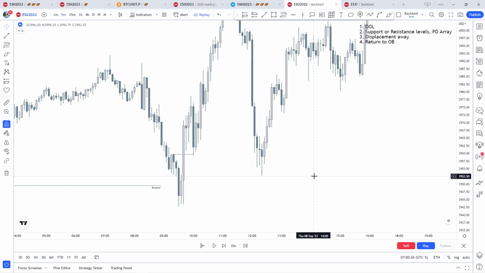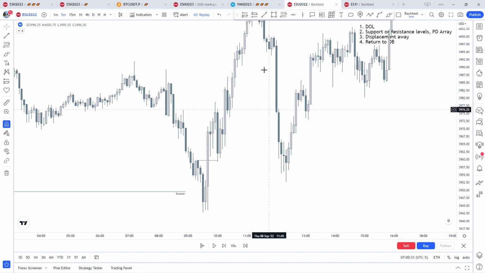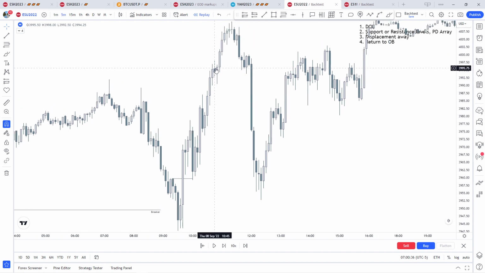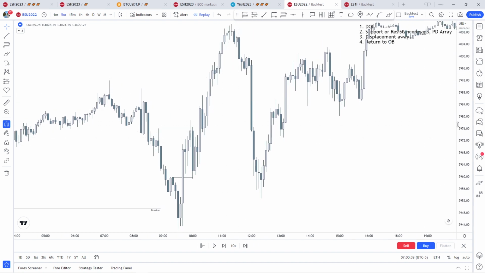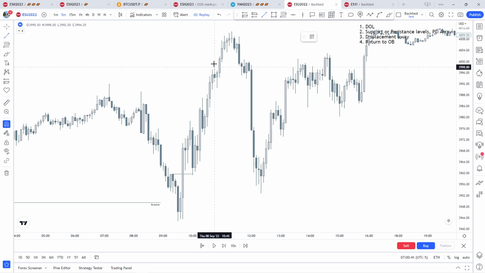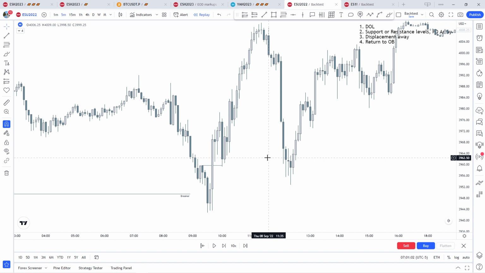Also, a quick golden nugget, write it down if you want. The reason why ICT uses the wicks sometimes instead of the body, and sometimes the body instead of the wicks for an order block is because if the wick is overlapping with an FVG, like here, then you use the wick. If the wick isn't overlapping with an FVG, like here, then you use the body. All right, now we got that out of the way.